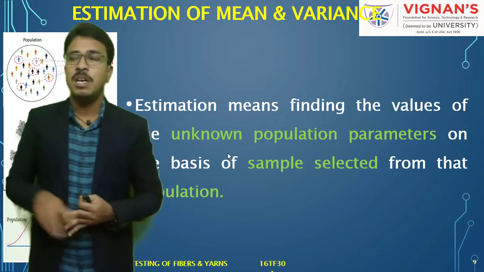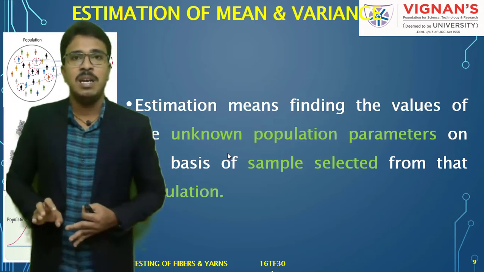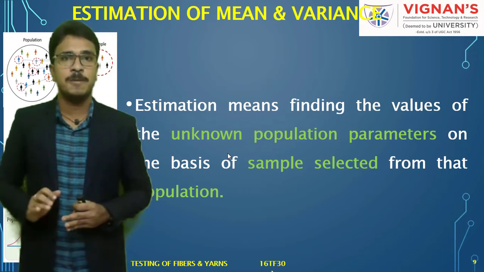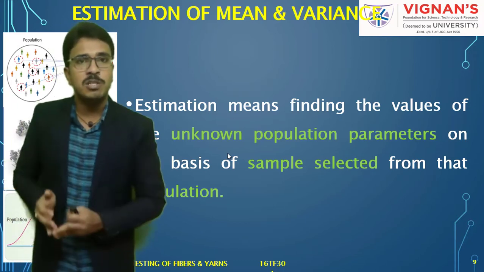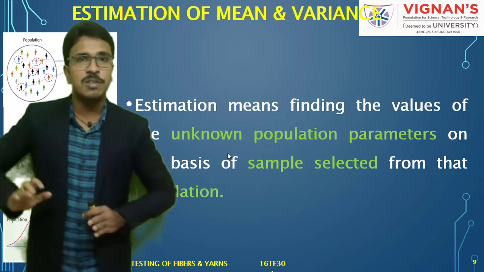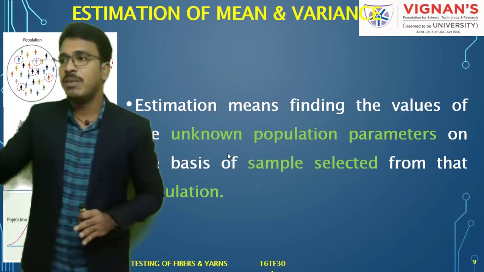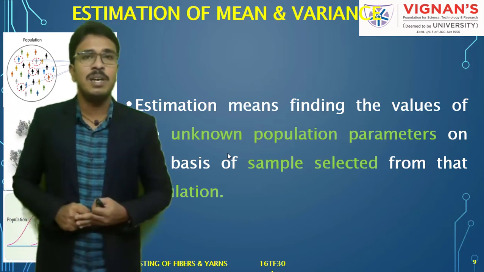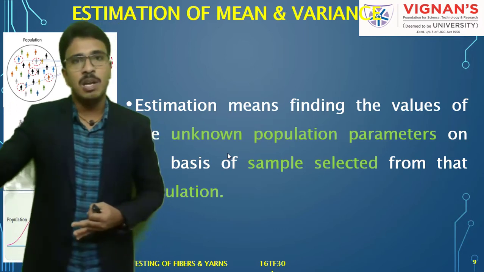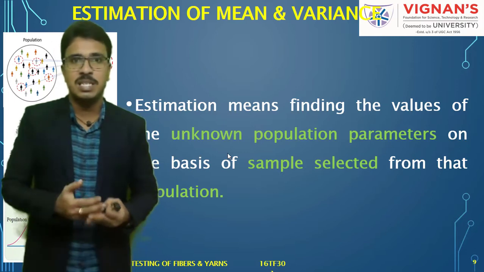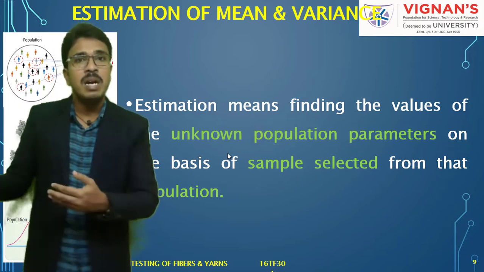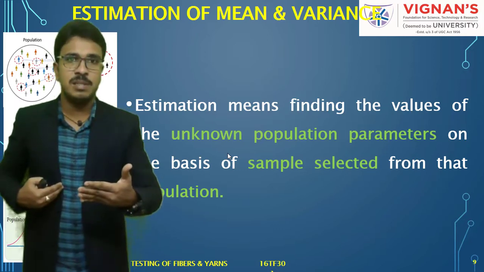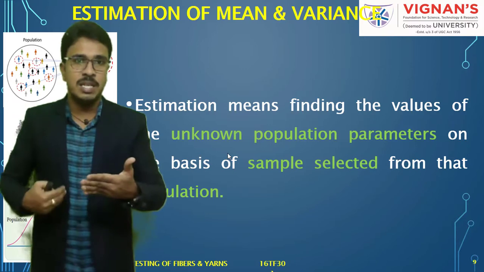Say for example, 1000 kgs of yarn is there and you wish to know the quality, that is the strength, of the yarn you have produced. Now it is not possible to test the 1000 kgs of yarn. Say for example, we have taken a sample. So for example, we have taken 2 kgs of yarn randomly from the 1000 kgs. Now we have tested it, and we arrived at the strength results.